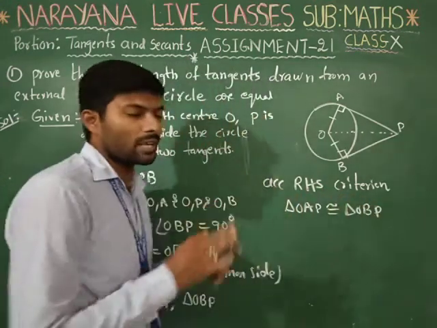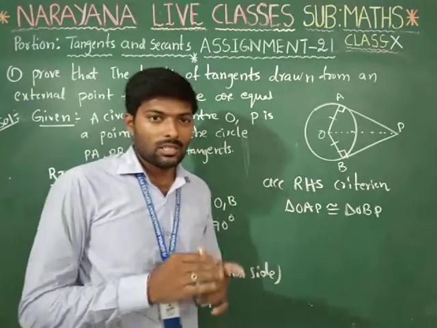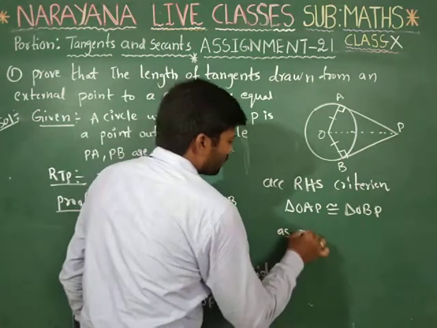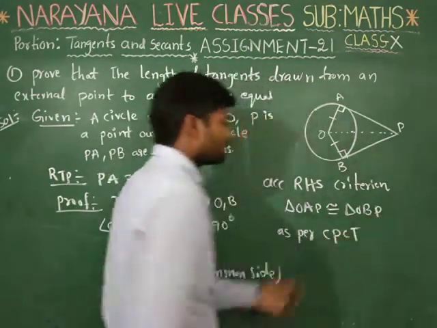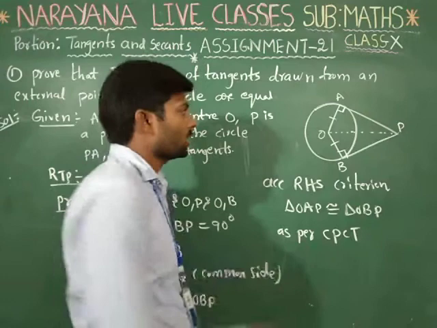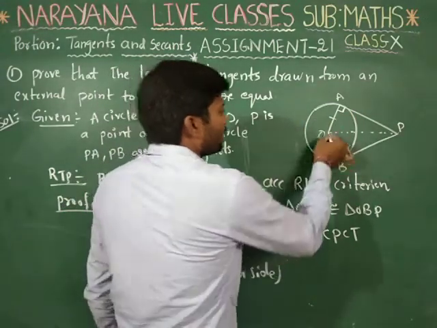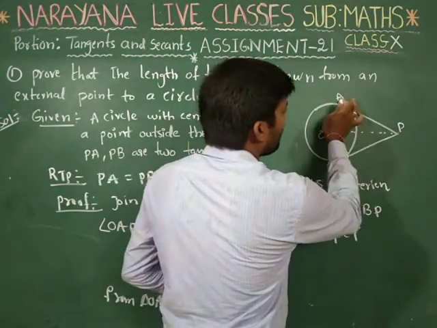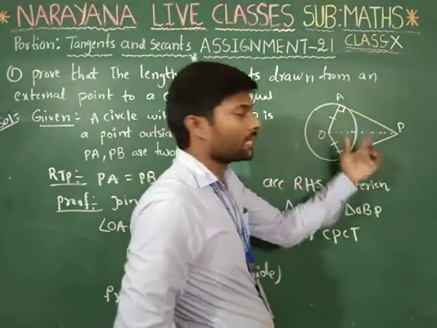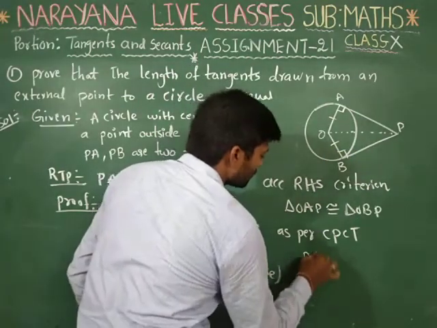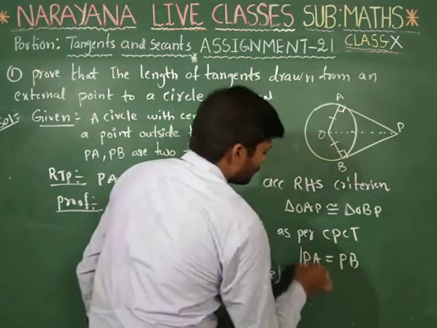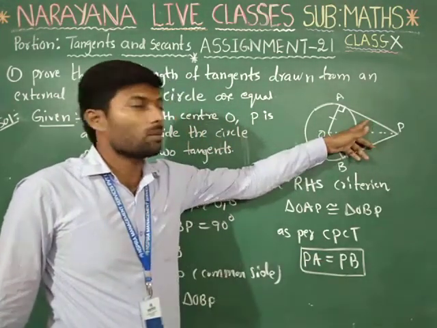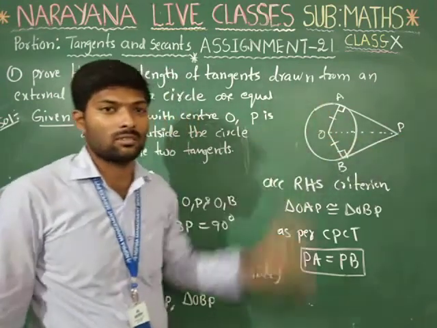If those two triangles are congruent to each other, then we can equate their corresponding sides as per CPCT, which means corresponding parts of congruent triangles. Here OA is equal to OB, OP is equal to OP as the common side, and what about the third side PA? The corresponding side is BP. So we have to equate them: PA is equal to PB. What is the meaning of this? Two equal tangents can be drawn from the external point P to the circle.